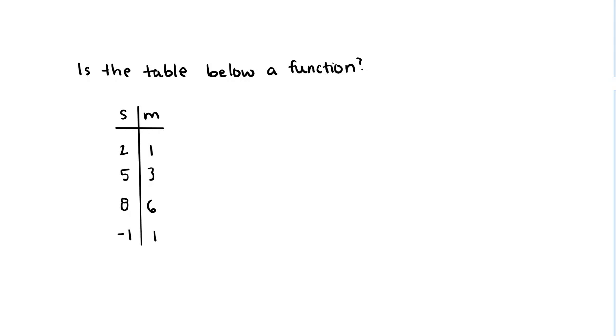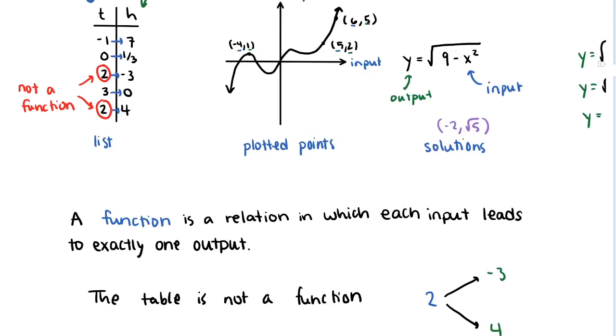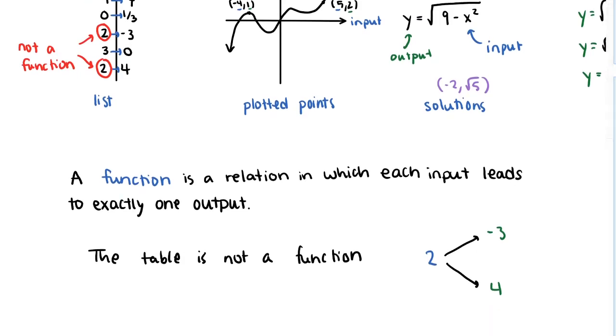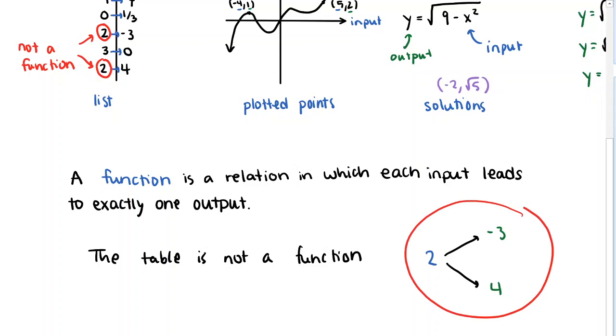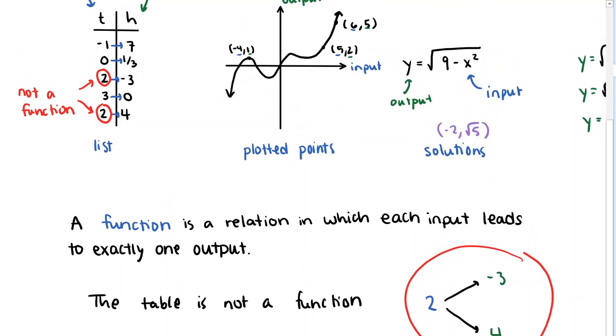And so if you're feeling up for it, feel free to pause the video and try this example out yourself, but otherwise we'll resume. So if we look at the previous example, we see that we get this case of the number 2 leading to 2 different outputs, right, -3 and +4, because it appeared twice in the input of our table.